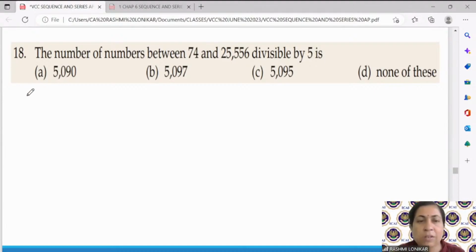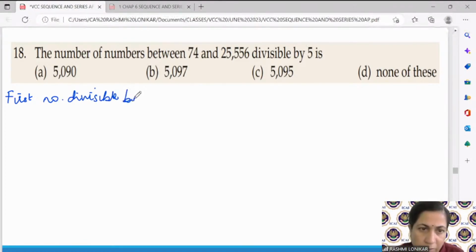Now, they have given us the range 74 to this. So, which is the first number divisible by 5? After 74, what is the next number? 75. 75 is divisible by 5. Okay, after 74, 75 is the first number which is divisible by 5.